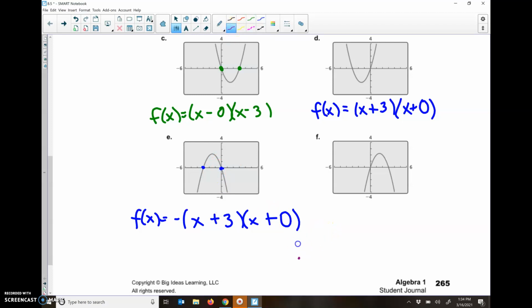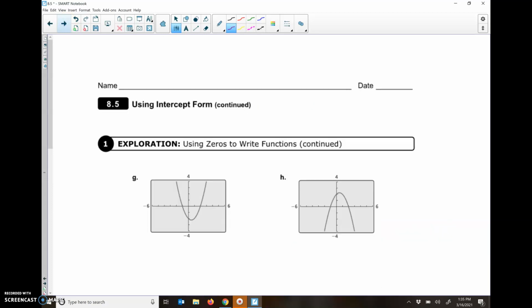And then F, we have f of x negative, and then same thing, x minus, x minus. This time my intercepts are at 0 and 3, so I'll just keep it as 0 and 3. There's 2 more on the next page.